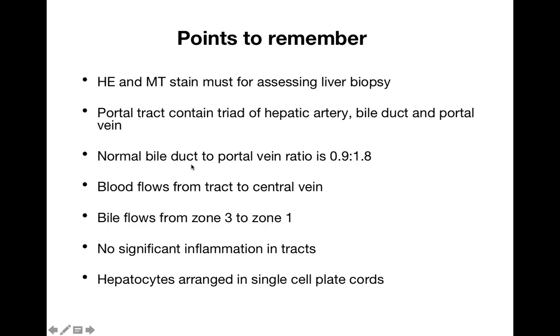The normal ratio of bile duct to portal vein is 0.9 to 1.8. That means you can have two ducts in every tract. The blood flows from the portal tract towards the central vein, whereas the bile flows in the opposite direction, from zone 3 to zone 1. There is no significant inflammation in any of the tracts, and hepatocytes are generally arranged in single cell plate cords in an adult. So that is about the normal liver biopsy.